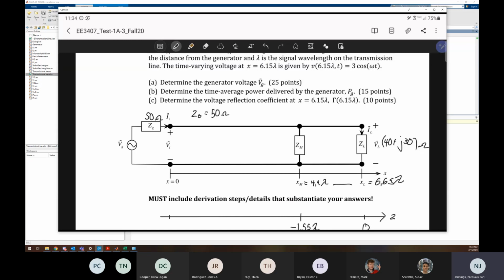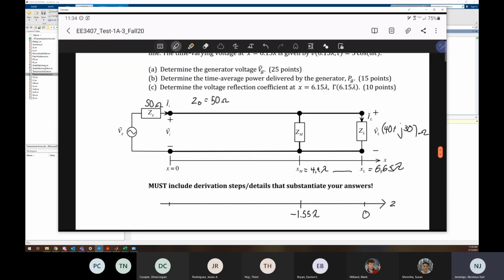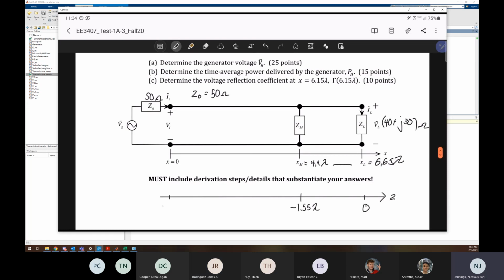Okay, so now that we've set this guy to minus 1.55 lambda, we can just use the same value for XL at the very end, because it's the total distance. It'll be 6.65 lambda.